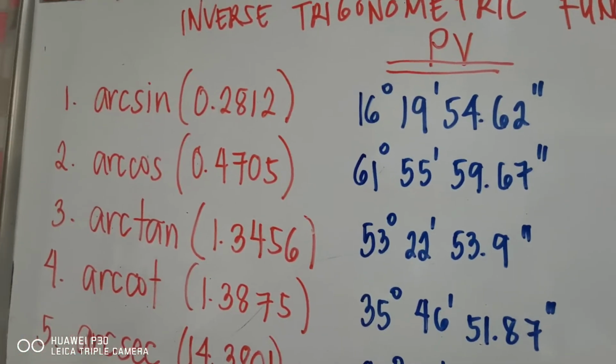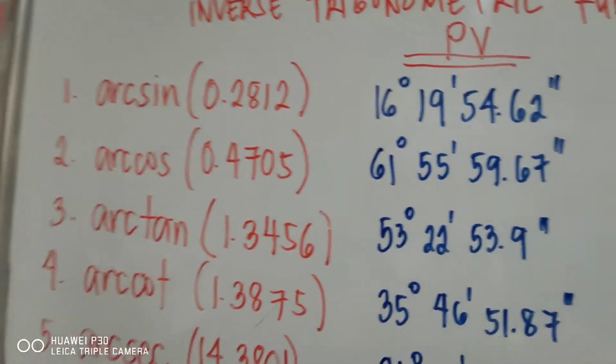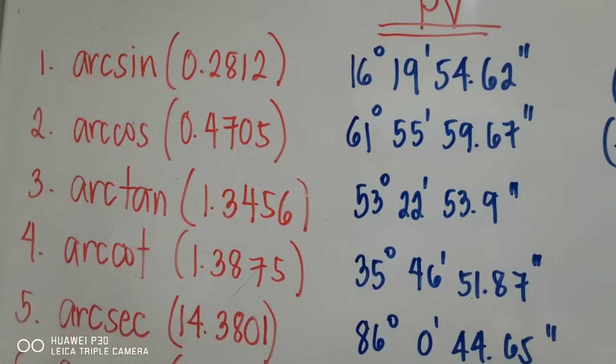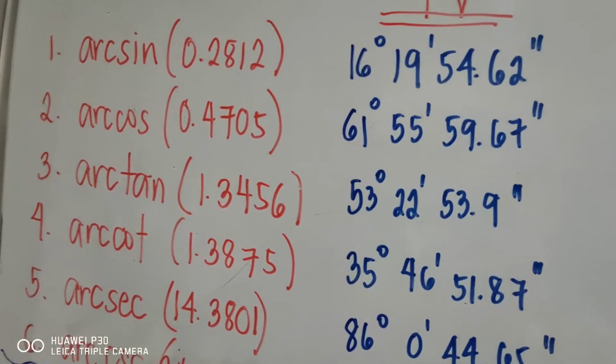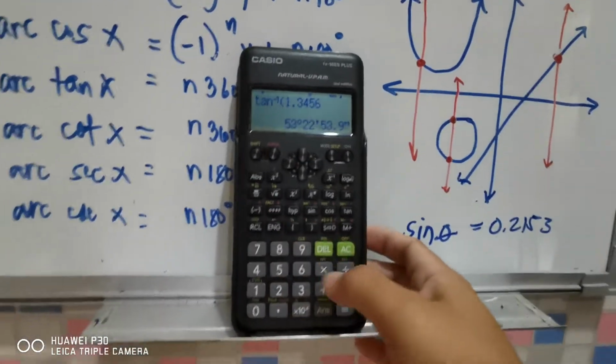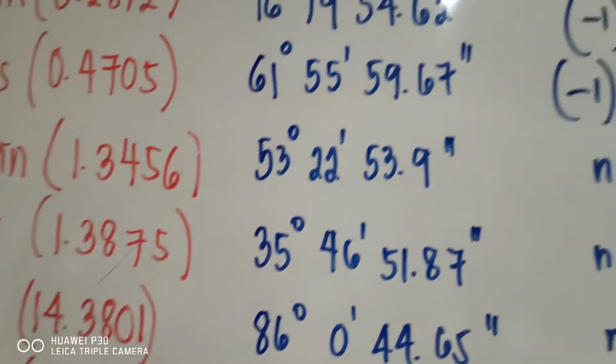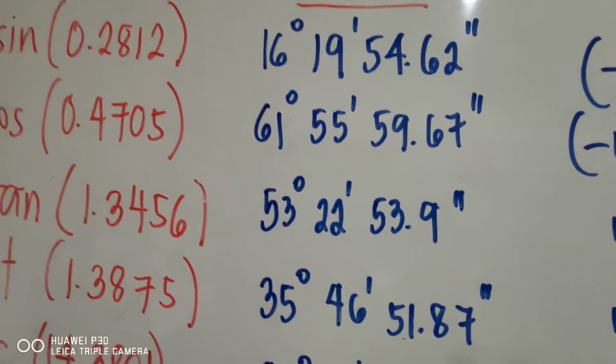Arctan, press shift tan 1.3456 equals, then your degree symbol. So you have 53 degrees, 22 minutes, and 53.9 seconds.